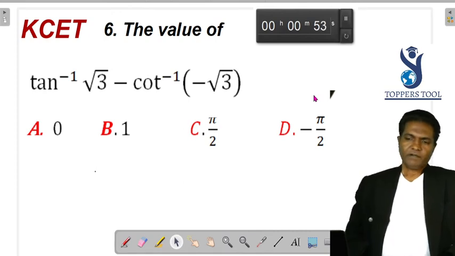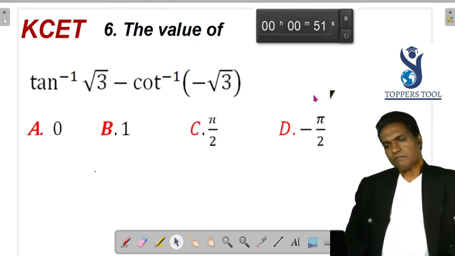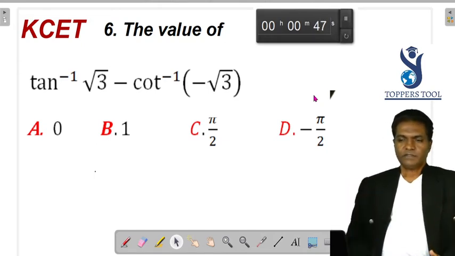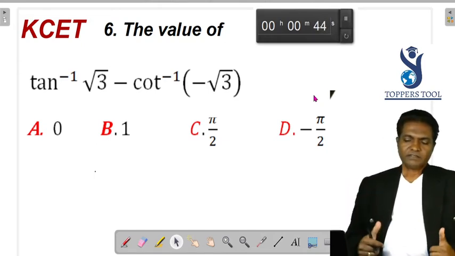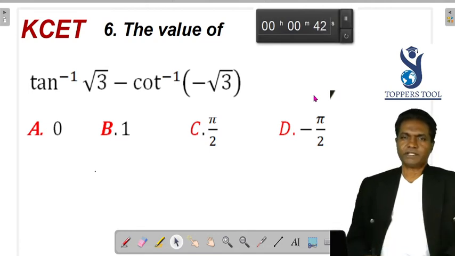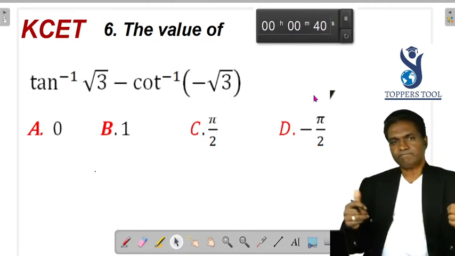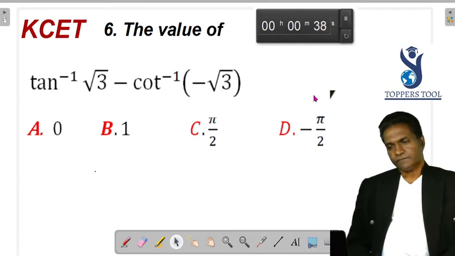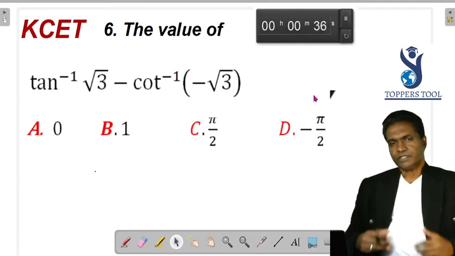The value of tan inverse of root 3 minus cot inverse of minus root 3 is how much? Interesting one, simple one, based on the properties. If you don't know the properties, you can't do it.